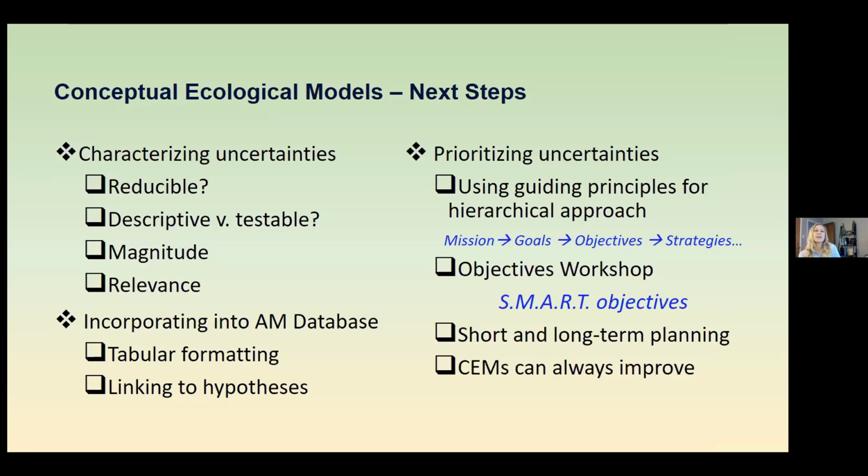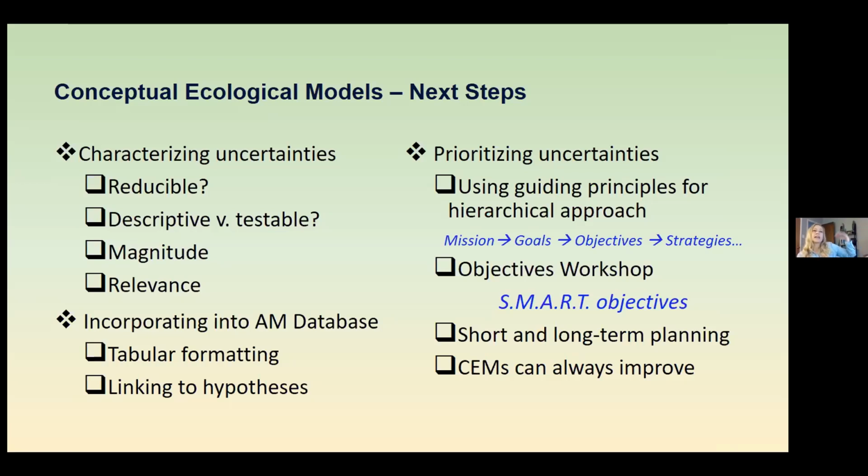And for that, under the new Science and Adaptive Management Plan, we're actually going to be doing a top-down approach. So it's going to be using those guiding principles that I talked about in the blue pyramid, working first from the program's mission, then to the goals, then to objectives that we're going to be working on in an objectives workshop in either January or February. I'd like all of you to participate in that.